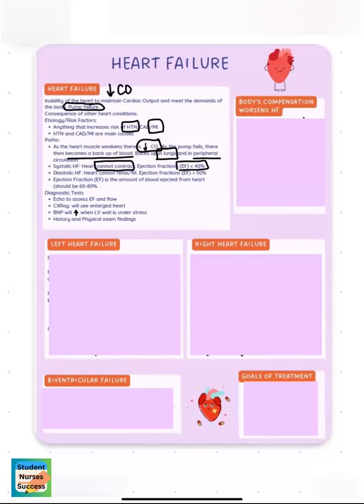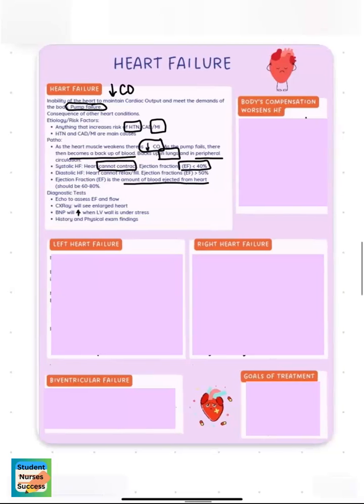Now, ejection fraction is the amount of blood ejected from the heart, and a normal ejection fraction should be somewhere about 60 to 80%. No one can eject 100% out of their heart because the heart has to remain with some blood in it. So 80% would be an excellent ejection fraction. As we get older, ejection fraction does decrease.